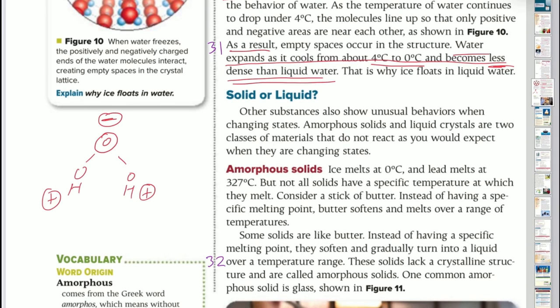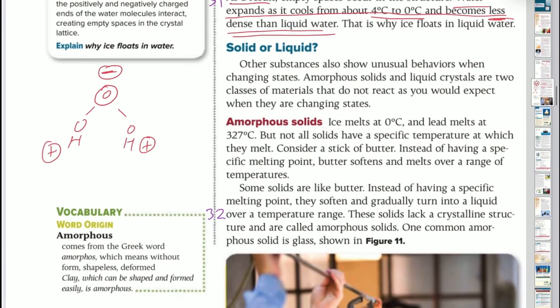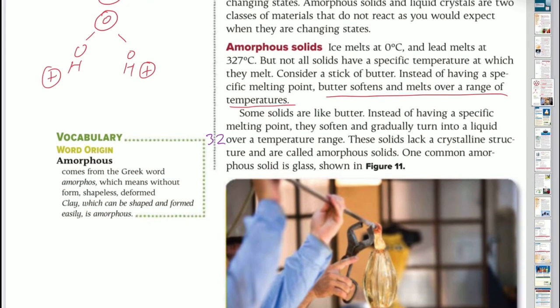So solid or liquid. Other substances also show unusual behaviors when changing states. Amorphous solids and liquid crystals are two classes of materials that do not react as you would expect when they change states. So amorphous solids. Ice melts at 0 degrees Celsius and lead melts at 327 degrees Celsius, but not all solids have a specific temperature at which they melt. Consider a stick of butter. Instead of having a specific melting point, butter softens and melts over a range of temperatures. Some solids are like butter. Instead of having a specific melting point, they soften and gradually turn into a liquid over a range of temperatures. These solids lack a crystalline structure and are called amorphous solids. One common amorphous solid is glass. So glass is an amorphous solid.